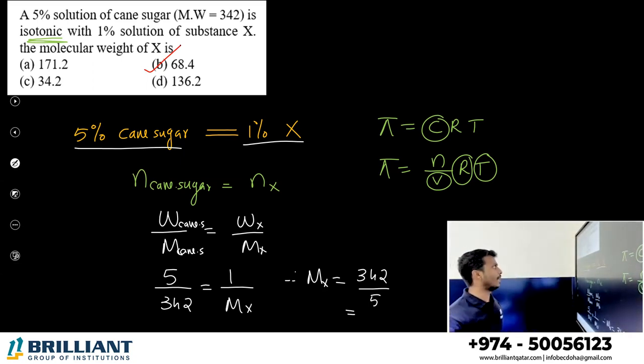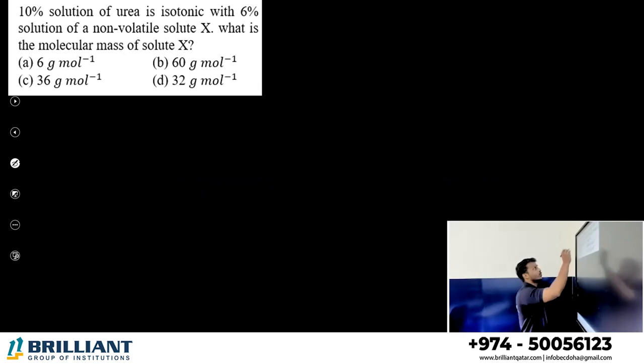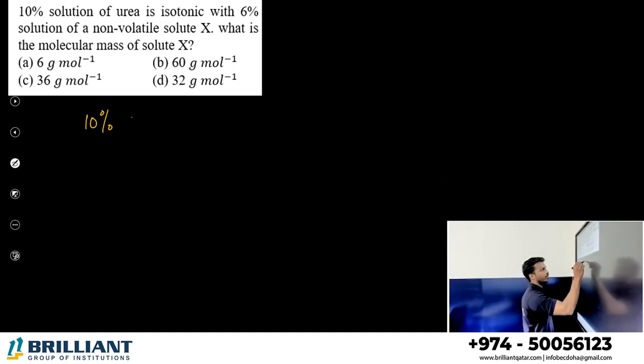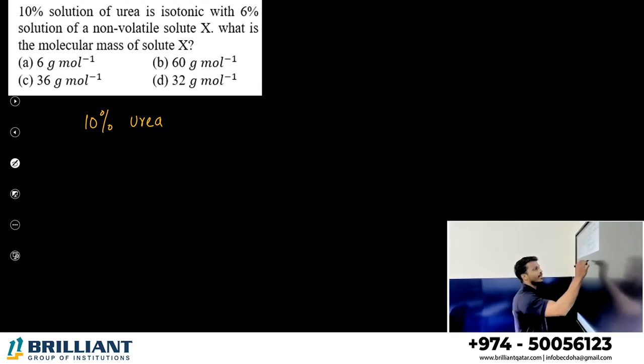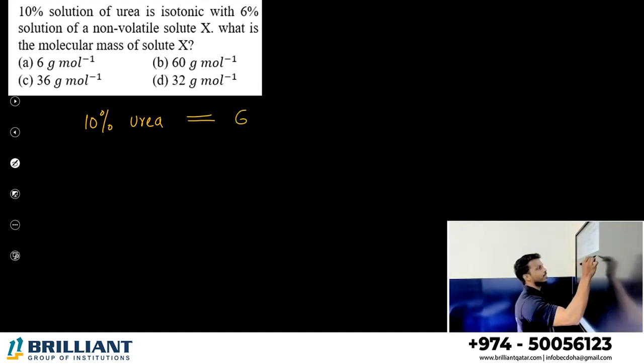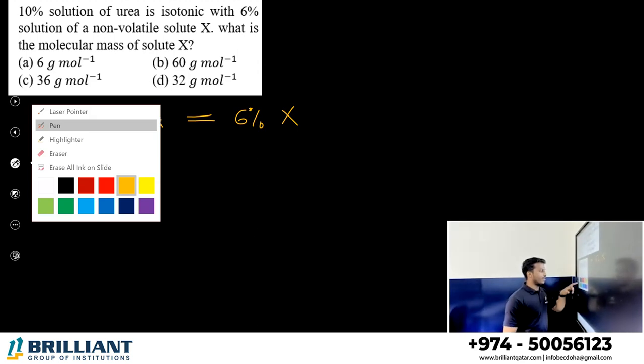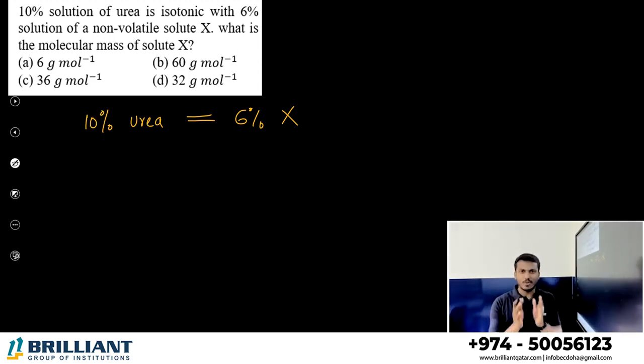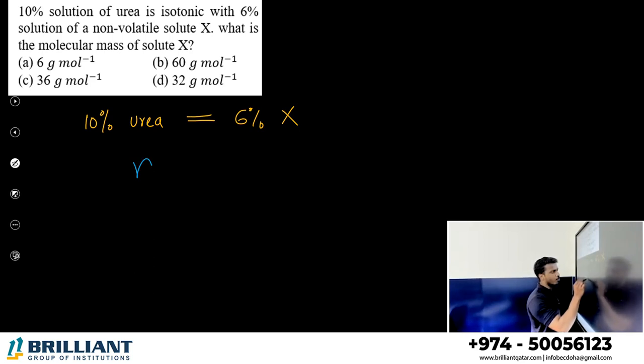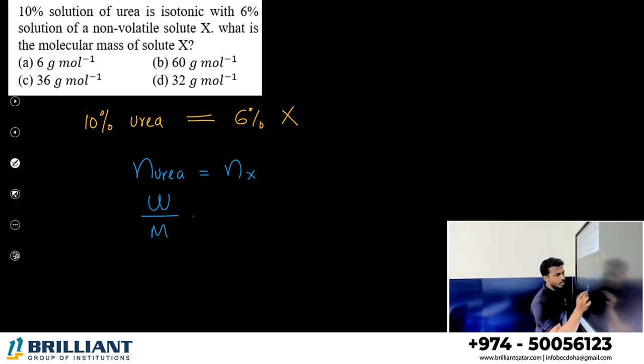One more question of the same type. A 10% solution of urea is isotonic with a 6% solution of a non-volatile substance X. What is the molecular weight of X? Same thing. If they are isotonic, you can equate their number of moles. So the number of moles of urea equals the number of moles of X. Number of moles is given mass by molar mass. Here also given mass by molar mass. Here urea, here X.